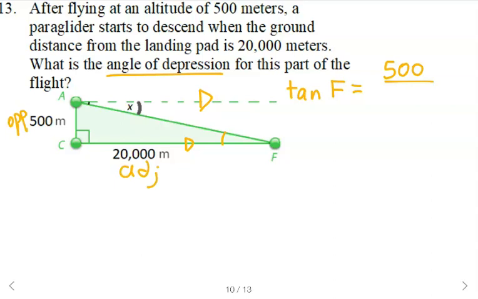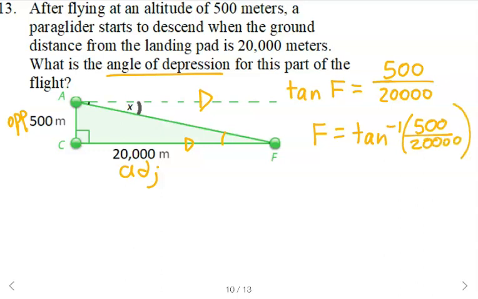So 500 divided by 20,000. We're looking for the angle whose tangent is that, so we'll do inverse tangent. It's up to you if you want to simplify that any before going to your calculator, but you can type it in just like it is. We're going to use inverse tangent for this.